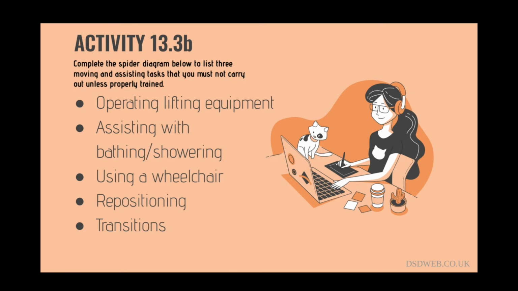Activity 13.3b asks you to list 3 moving and assisting tasks that you should not carry out unless you have received the correct training. Some examples that you could use are the use of lifting equipment such as hoists, assisting an individual with bathing or showering, using a mobility aid such as a wheelchair, repositioning an individual, and supporting an individual with other transitions such as from sitting to standing positions.